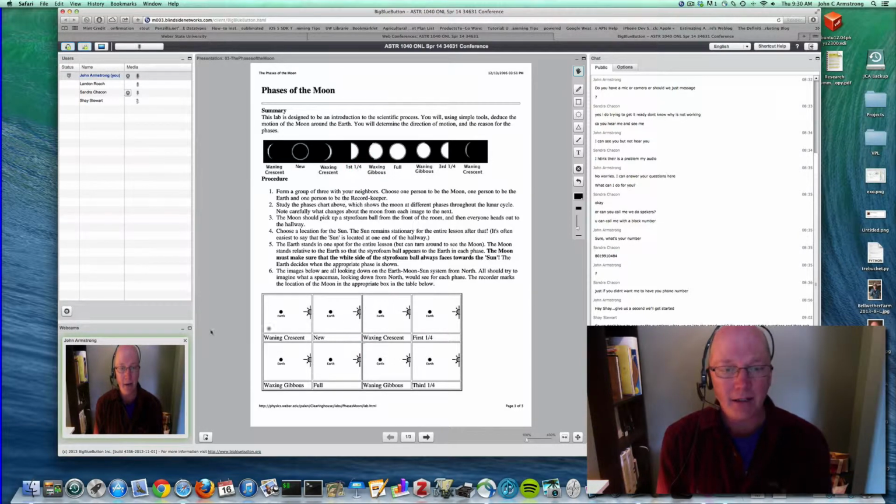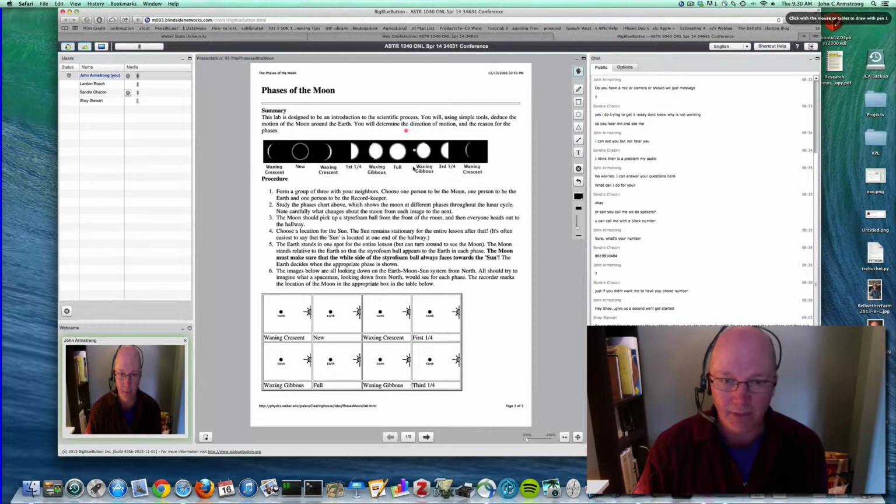I come down here to this little drawing, and this is us looking down on the solar system, looking down on the North Pole of the Earth. I find the one that says first quarter, and I draw it. So I'll go ahead and do that.